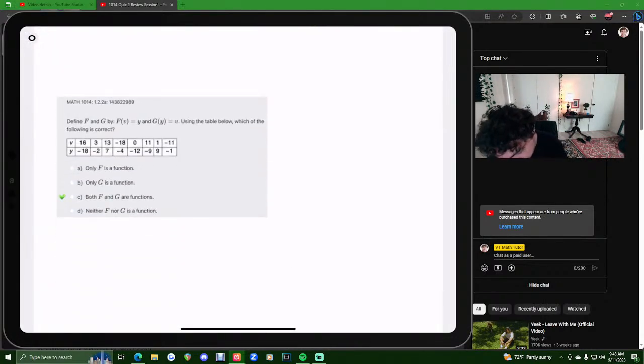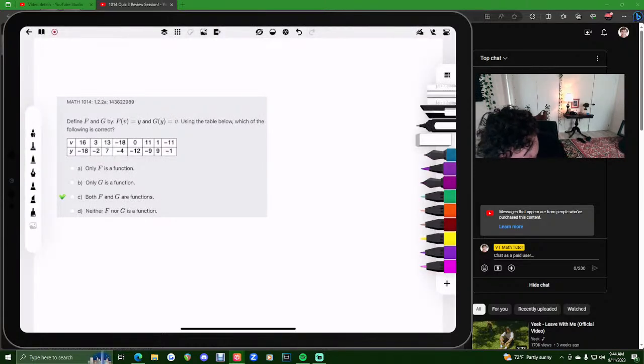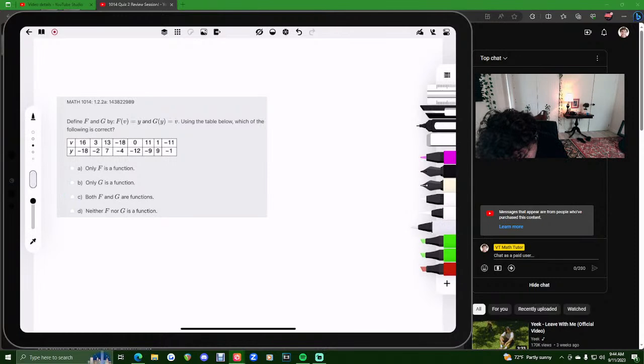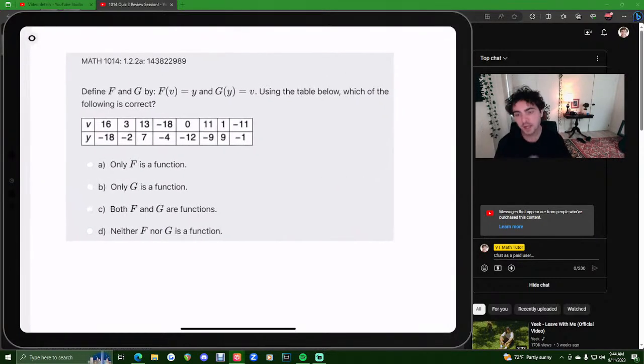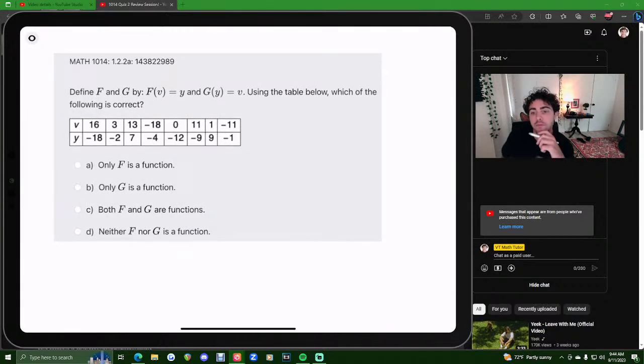Let's do number 3. All right, I might not have blocked this out, so ignore this real quick. There we go. All right. Define f and g by f of v equals y and g of y equals v. Using the table below, which of the following is correct?